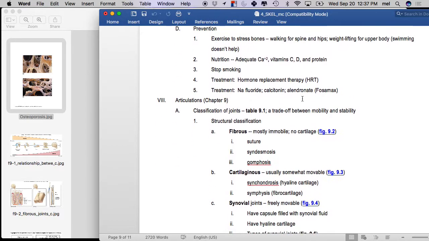Okay. So what do you do to avoid osteoporosis? Have some good genetics. Whoops, you don't get control over that. Exercise to stress your bones. Use it or lose it. Walking is phenomenal for your spine and your hips. Swimming is great for everything else, but doesn't really help with this.